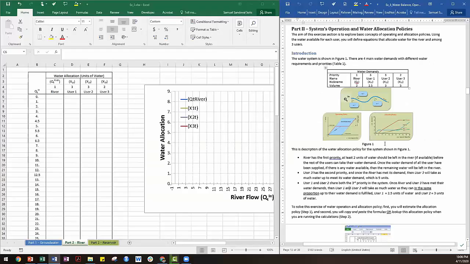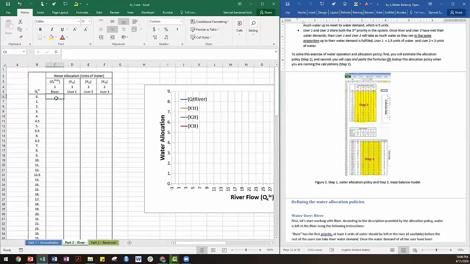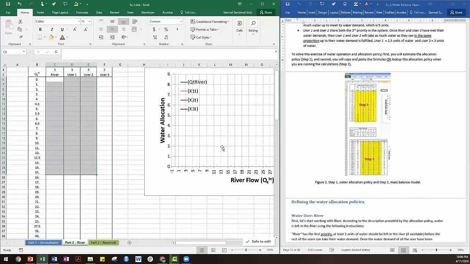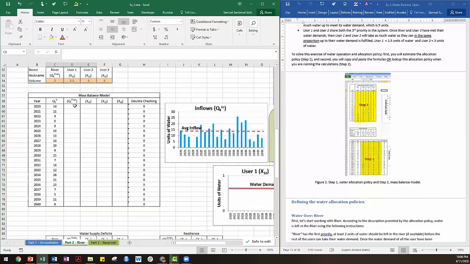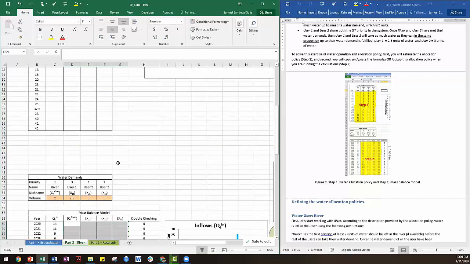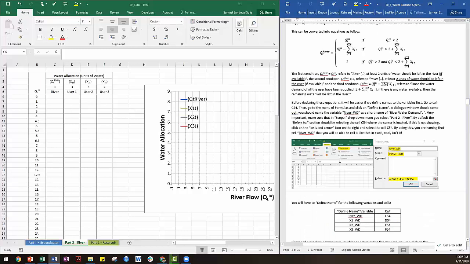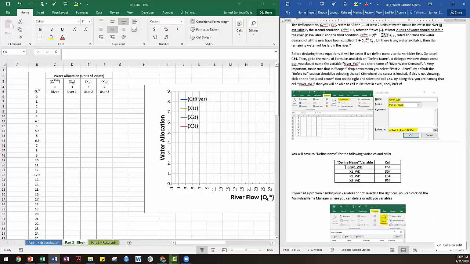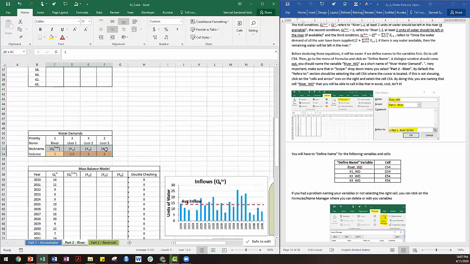Hi. So let's get going on part number 2. First we're going to fill in this table, the water allocation for river, user 1, 2, and 3, and then we're also going to fill in this part of the mass balance model. The first thing we have to do is define the names of the different variables that we're going to fill.